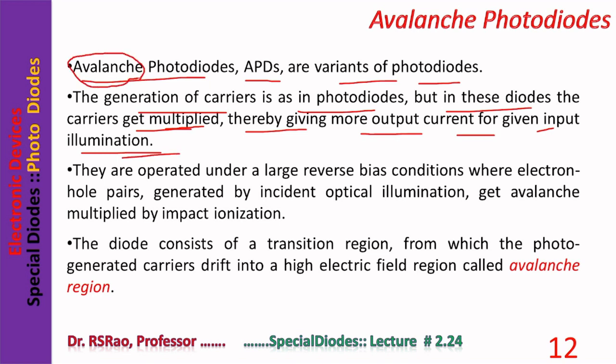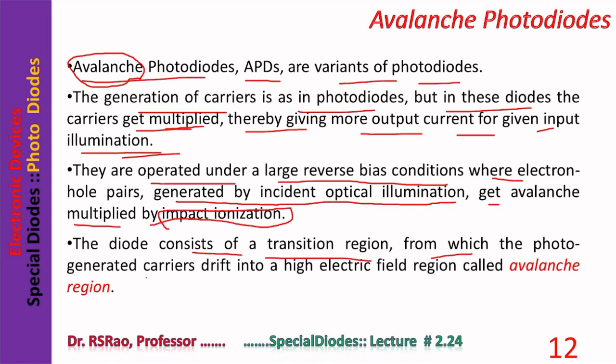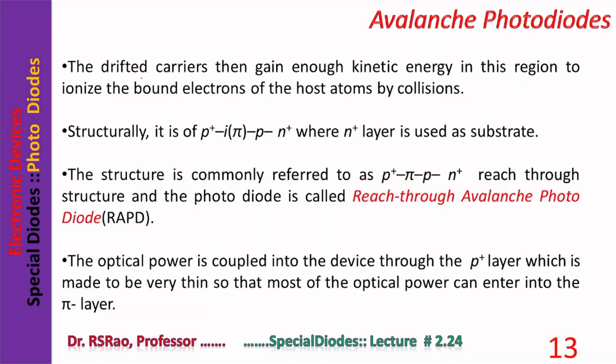Avalanche refers to multiplication. Generation of carriers principle is same as in ordinary photodiodes, but after generation, avalanche multiplication happens, resulting in more current. They are operated under a large reverse bias condition where electron hole pairs generated by incident illumination get avalanche multiplied by impact ionization. The diode consists of a transition region from which the photo-generated carriers drift into a high electric field region called avalanche region. The drifted carriers then gain enough kinetic energy in this region to ionize the bound electrons of the host atoms by collision.